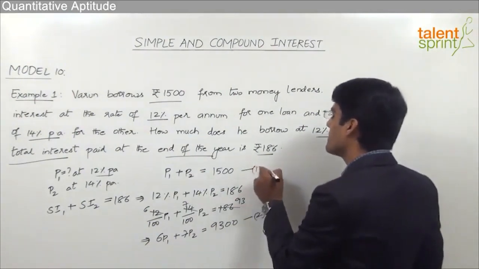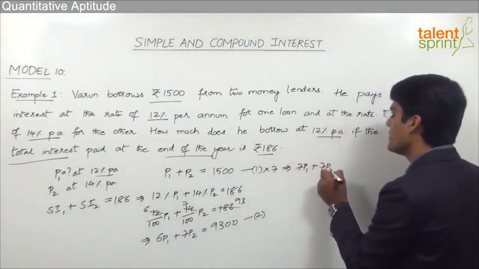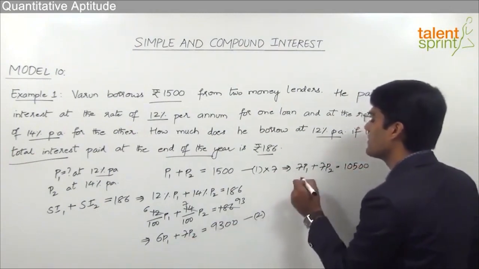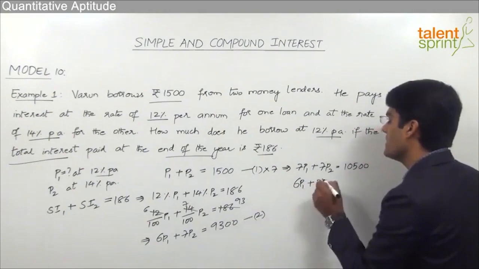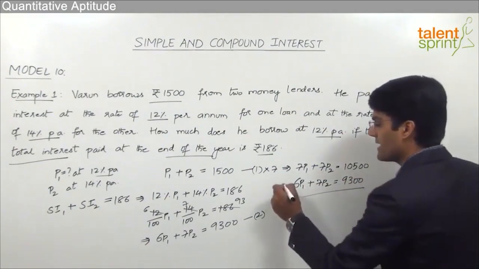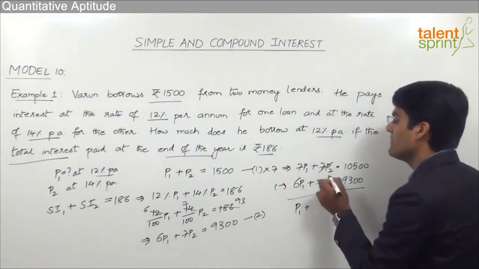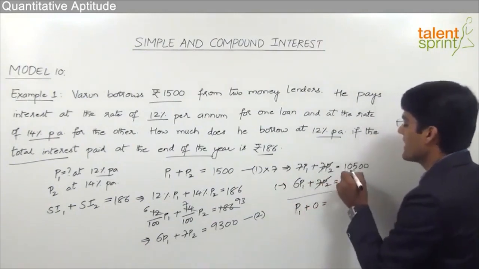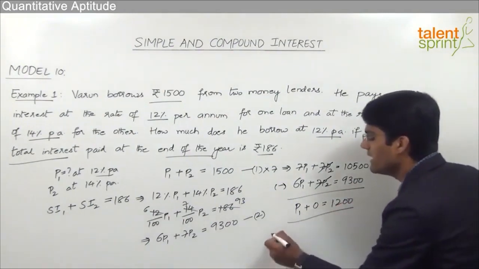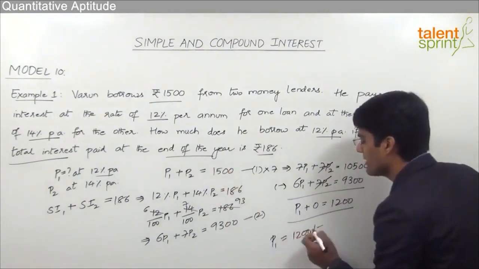So let us multiply equation number 1 with 7. So we get here 7P1 plus 7P2 equals 1500 into 7, which is 10,500. And we know that the second equation is 6P1 plus 7P2 equals 9,300. So these are the two equations that we have. Now by subtracting these two equations, we get 7P1 minus 6P1 is P1, and 7P2 gets cancelled, equals 10,500 minus 9,300. That would be 1200 rupees. So very clearly the amount that has been borrowed at 12% per annum, P1, is equal to 1200 rupees.